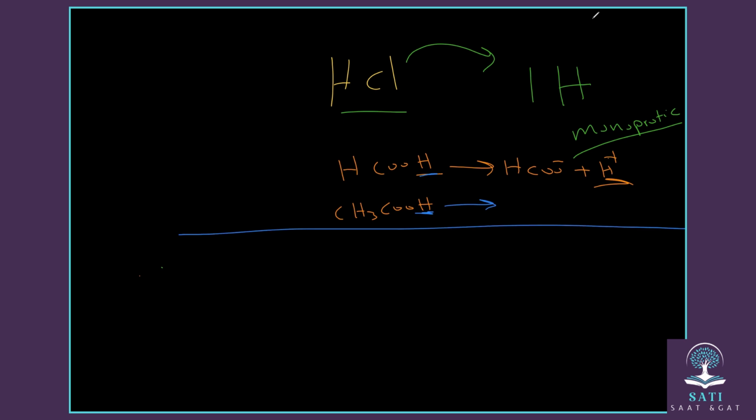Why do you call them monoprotic? Because they have only one ionizable hydrogen atom. One ionizable hydrogen atom. That means they can donate only one hydrogen. So these ones we call monoprotic. Okay, what about diprotic?